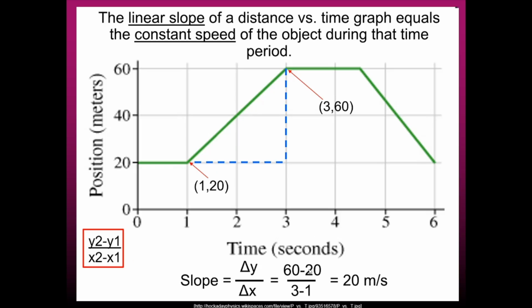Anyways, we do the math for that, and we get 60 minus 20, which is 40, divided by 3 minus 1, which is 2. 40 divided by 2 is 20 meters per second. So that's how we can figure out what the velocity of that person was. 20 meters per second is actually pretty fast, so this is probably not a human running or anything like that. But maybe they're on a motorcycle or something like that.